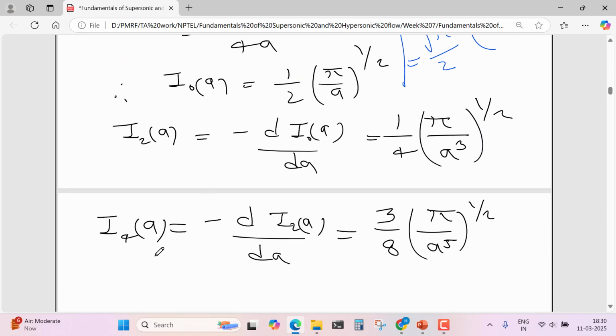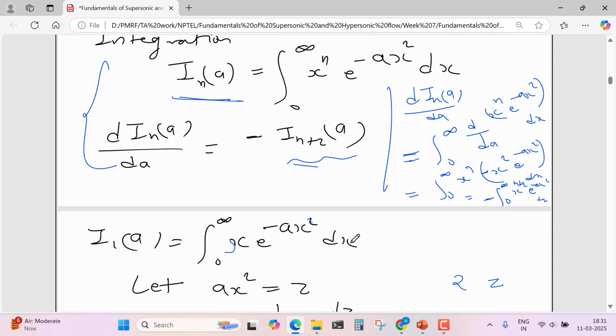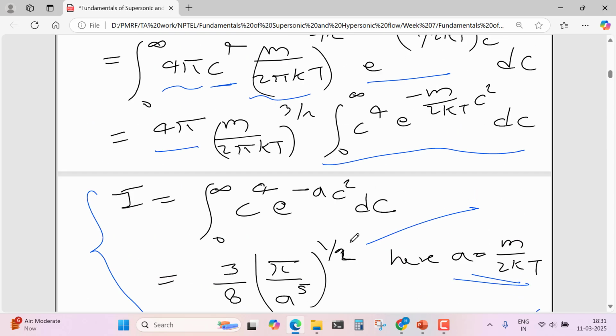Similarly for I4a, we have to take its derivative. It will become minus d I2a upon da. If we take its derivative, we will get 3 by 8 under root pi upon a to the power 5. This is what we have used before for the root mean square velocity.